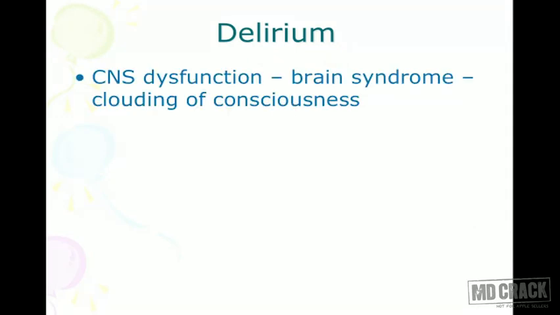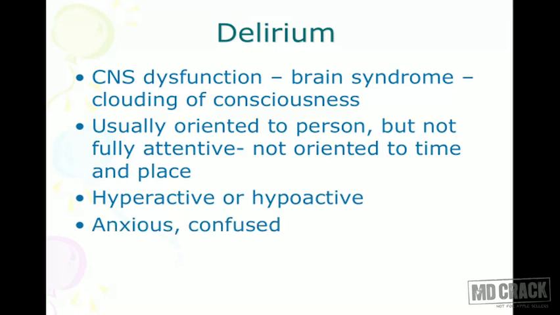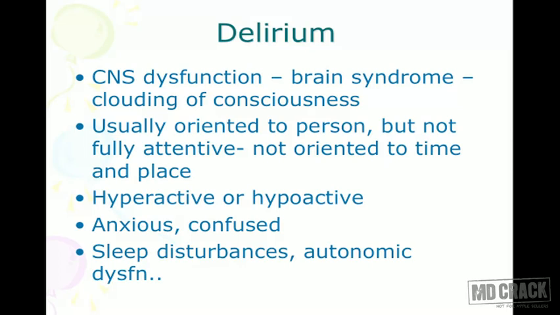We go on to discuss what is delirium. In delirium, there is CNS dysfunction, it's a brain syndrome, and there's clouding of consciousness. The patient is usually oriented to person but not fully attentive, so may not be oriented to the time and to the place. The patient may be hyperactive or hypoactive. The patient may appear anxious and confused, and there might be sleep disturbances and autonomic dysfunction.